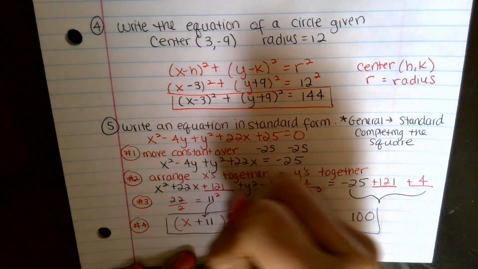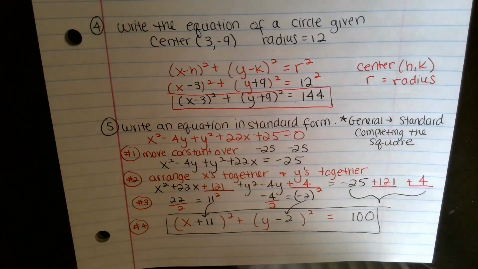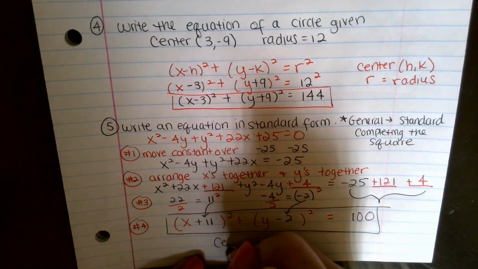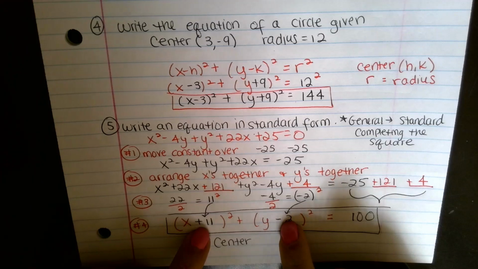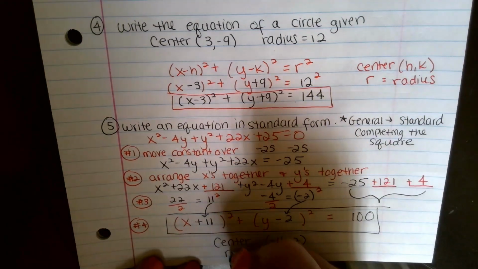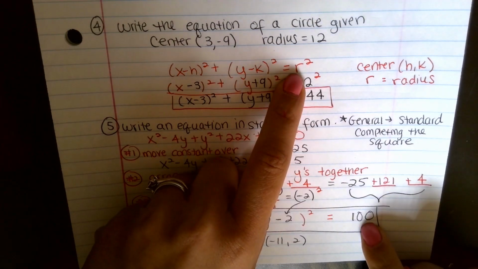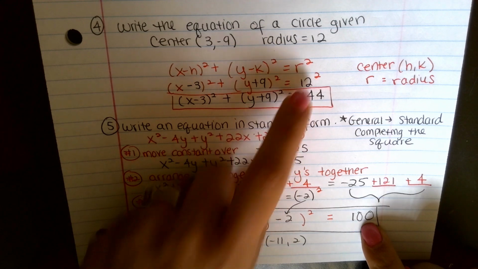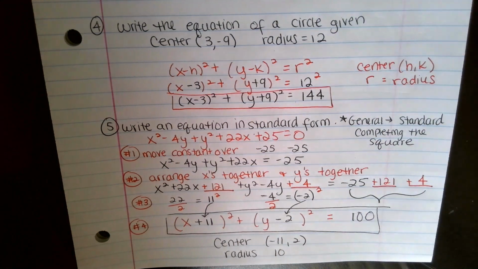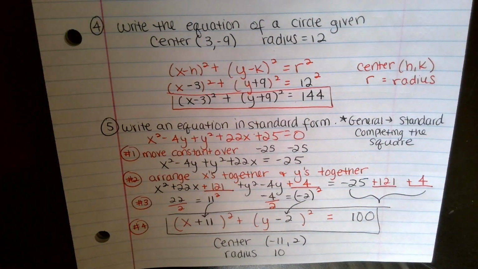Now if they ask you, okay, so what's the center? Well, now that we know what's in standard form, you can find the center. This way you couldn't identify the center or radius. So here, the center, opposite signs, (-11, 2), and then my radius. This is r squared. I just want r. So you take the square root of it. So that's going to give you 10. Okay, so that's how you go from general to standard form by completing the square.